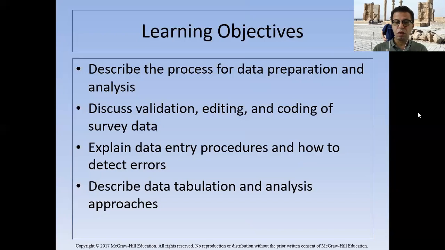Then we will talk about discussing the validations, editing, and coding of surveys, explaining the data entry procedures, and how to detect errors. And we will describe the data tabulation and the analysis approach for it.